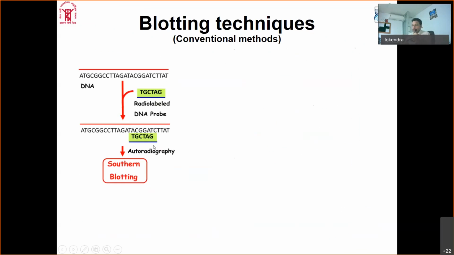So first the DNA is attached to a matrix, which can be a membrane, and then it is hybridized with a known sequence of DNA by using a radio-labeled DNA probe. And once it is attached, by autoradiography or X-ray scanning, we can find the presence or absence of those particular fragments. So that is used generally to determine copy number or any sort of DNA changes.